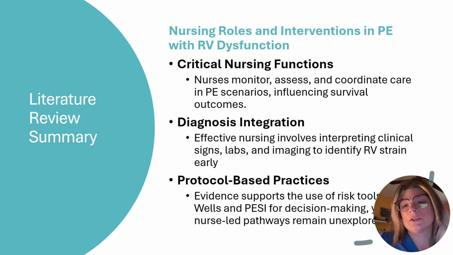Despite the presence of clinical tools like the Wells score, Geneva score, and PESI, few studies focus on standardized nurse-led protocols that could streamline risk assessment and intervention timing. This gap in literature points to an opportunity for structured nursing pathways to fill a critical need. Additionally, the review underscores that timely identification of RV strain via D-dimer, troponin, BNP levels, and RV-LV imaging ratios correlates with improved clinical outcomes. The synthesis of this evidence forms the foundation for the capstone's targeted intervention strategy.